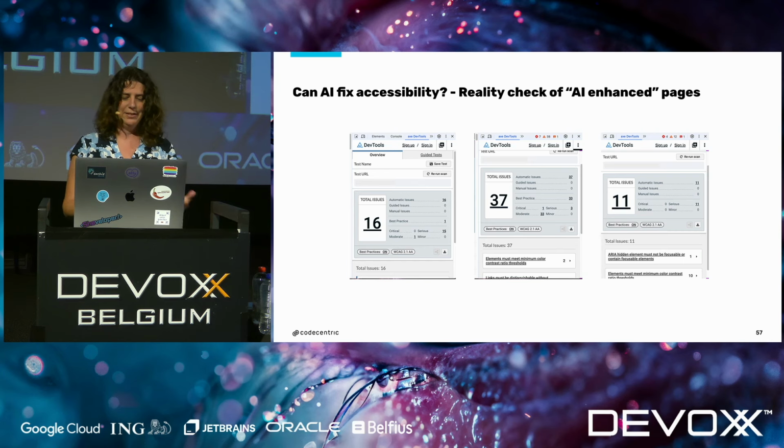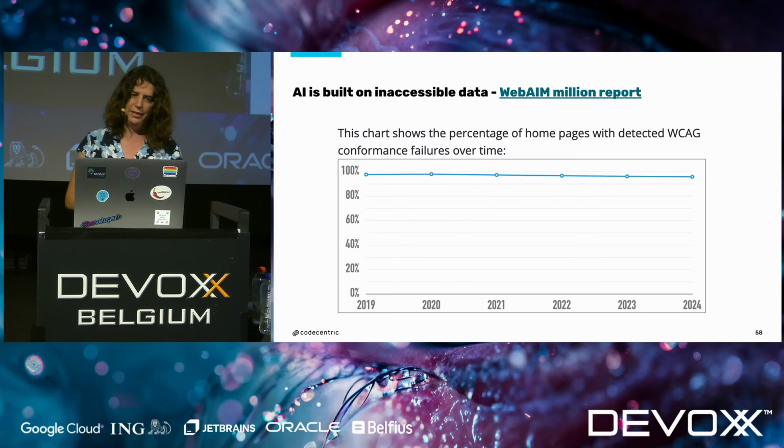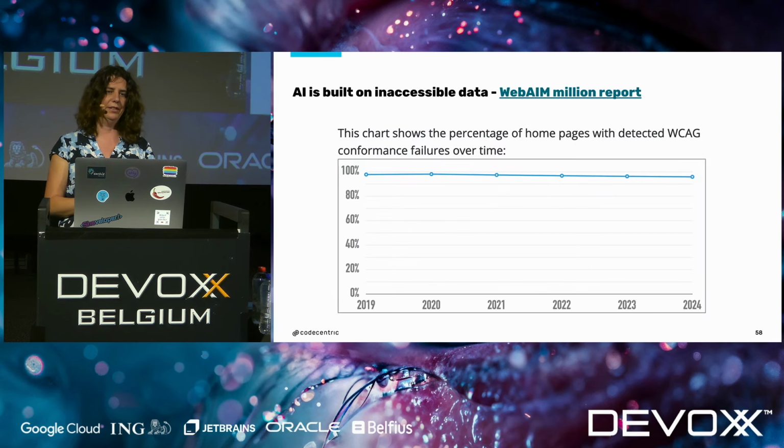So why is that? Why is it so problematic to fix accessibility with AI? Several reasons for that. First of all, AI is built on inaccessible data.